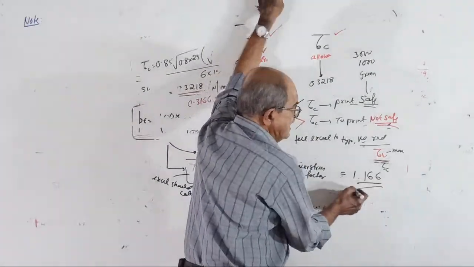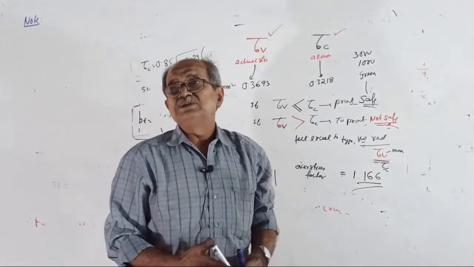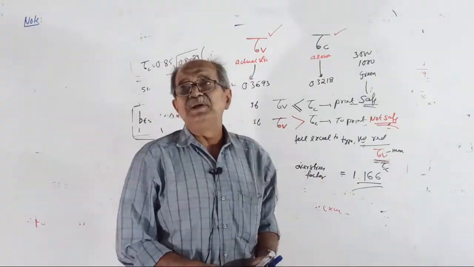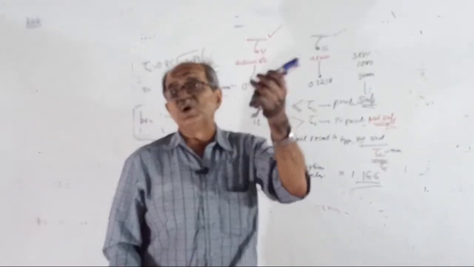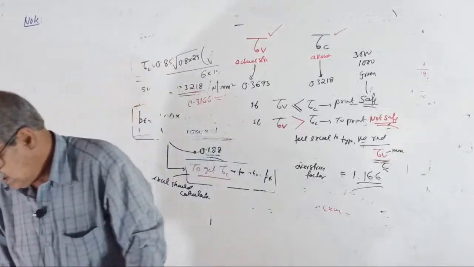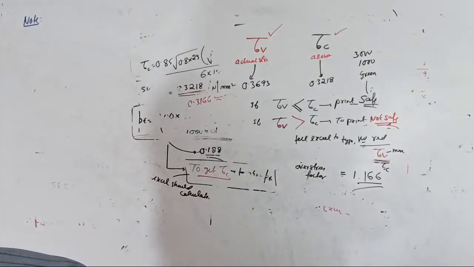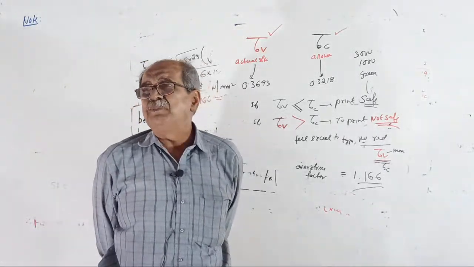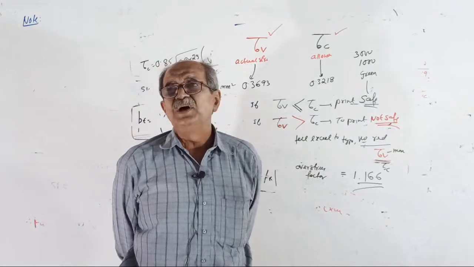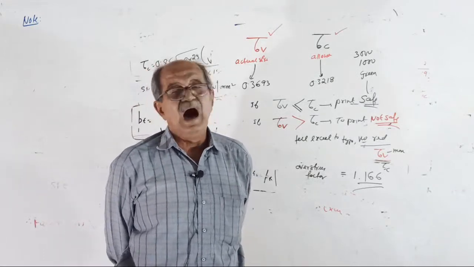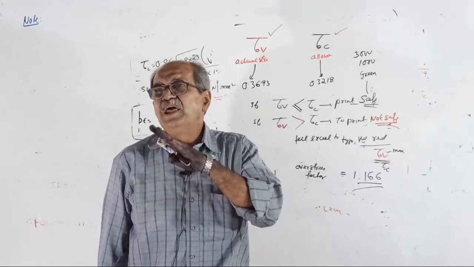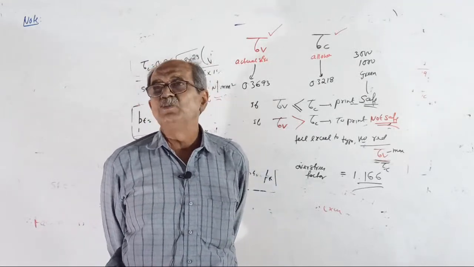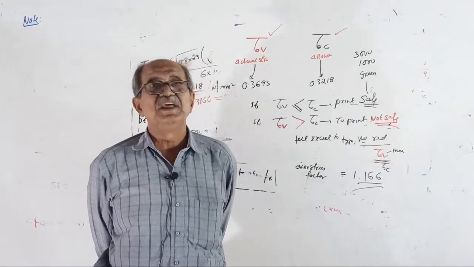1.166 tells me how much percentage over stress. This number will tell you how much percentage over stress. 16.6%. See, 16.6% is not a very high over stress, also not very little over stress. Like 3,000 rupees means around 500 rupees shortage.